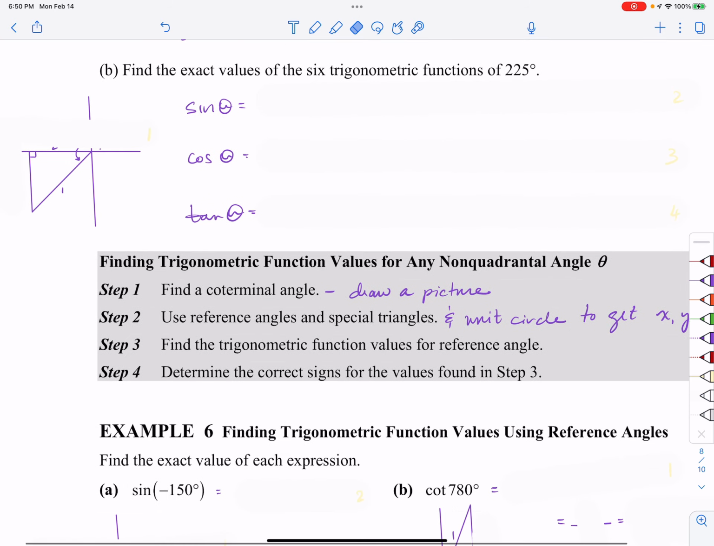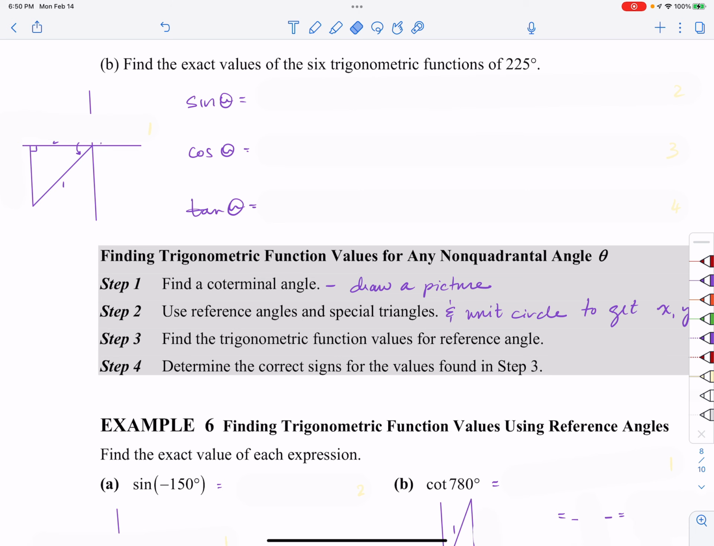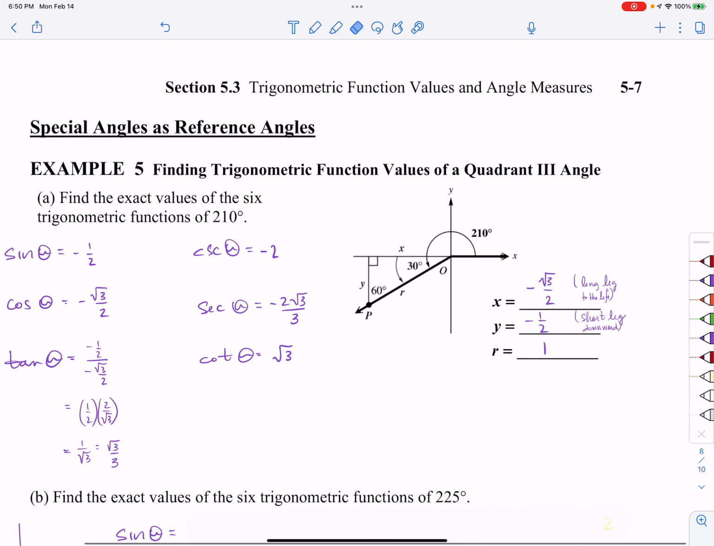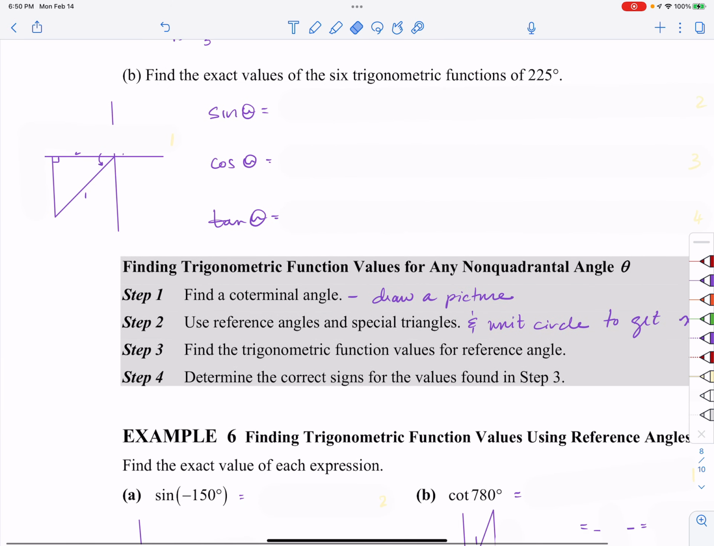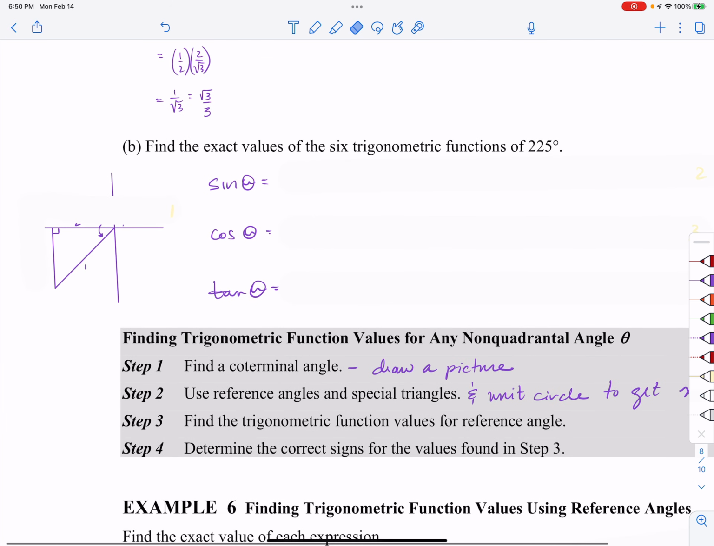For part B, it says to find the exact values of the 6 trig functions of 225. So in this case, you're going to do the same thing. It's just that you have to draw the picture yourself. So 225 degrees is smack dab in the middle of the third quadrant. Since it's smack dab in the middle, that means both of our legs are going to be √2 over 2. And since one of them is going to the left and the other is going down, they're both going to be negative.